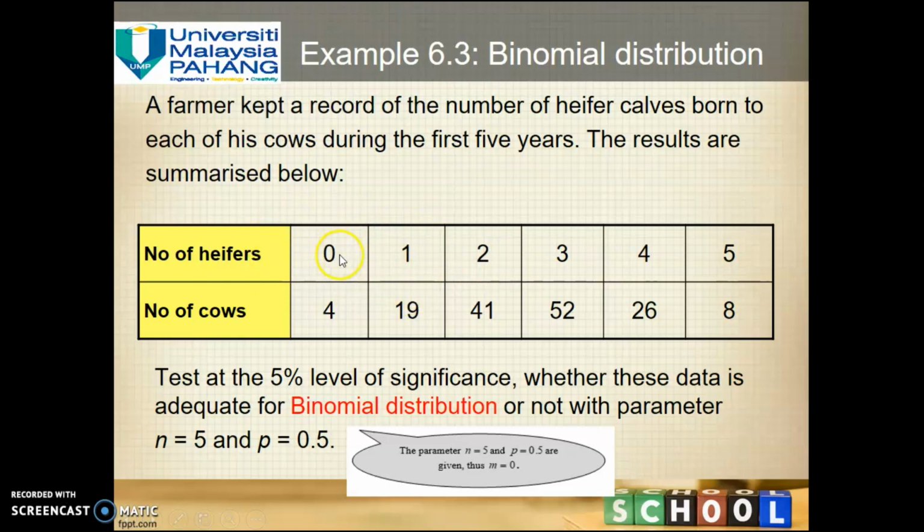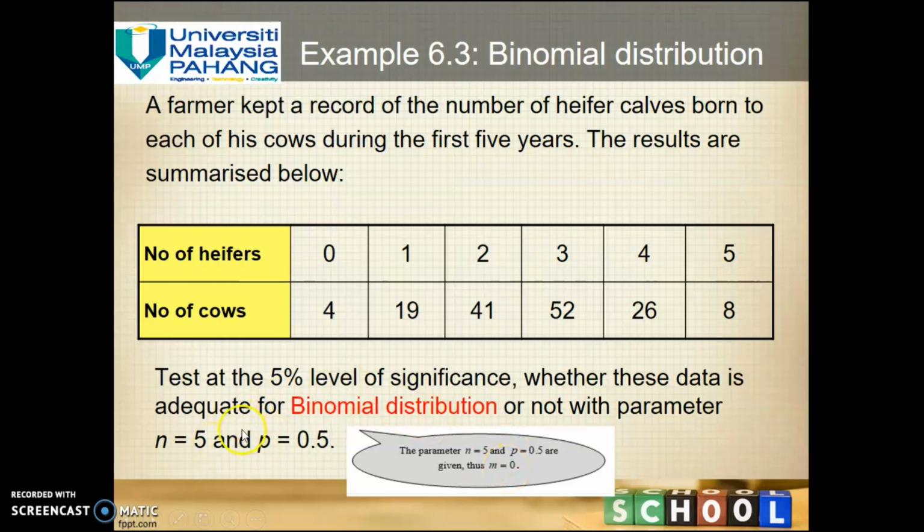First category, there is no heifer, meaning there are 4 cows without a calf born. There are 19 cows with 1 heifer. That's what this data means. The largest number of heifers is 5. That's why the parameter n equals 5. P is the probability of success. So both parameters are given for the binomial distribution, then the m in your critical value is equal to 0.